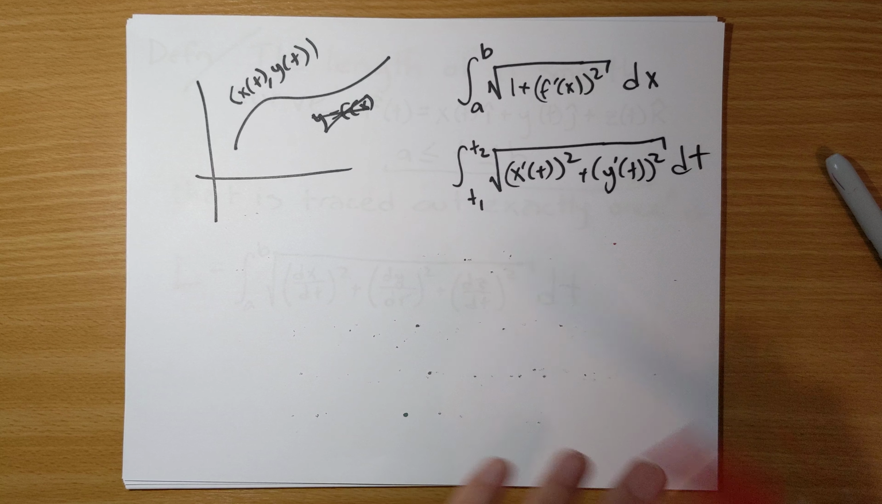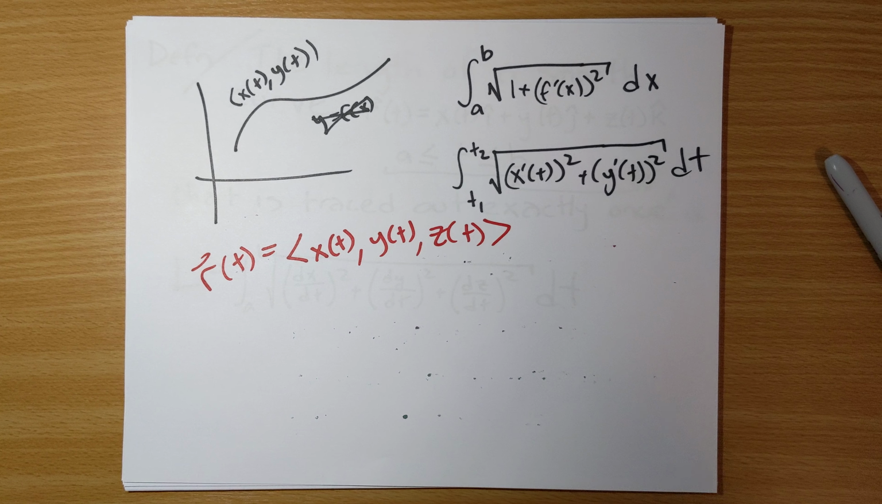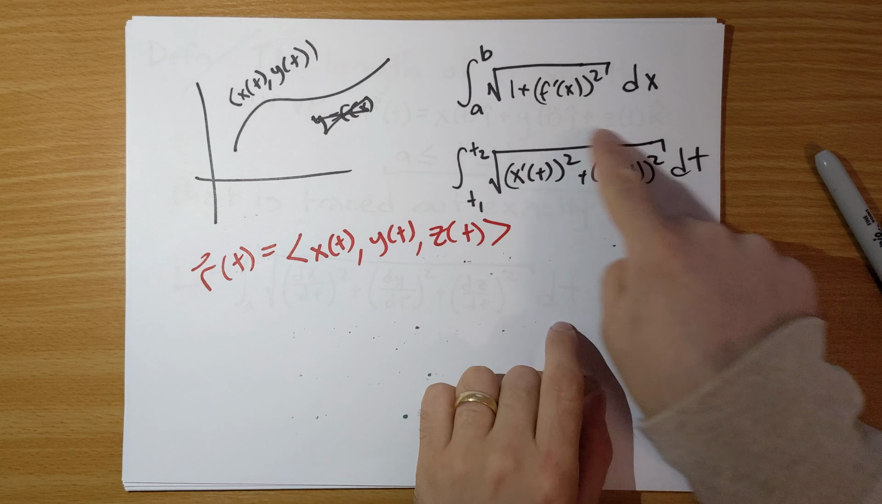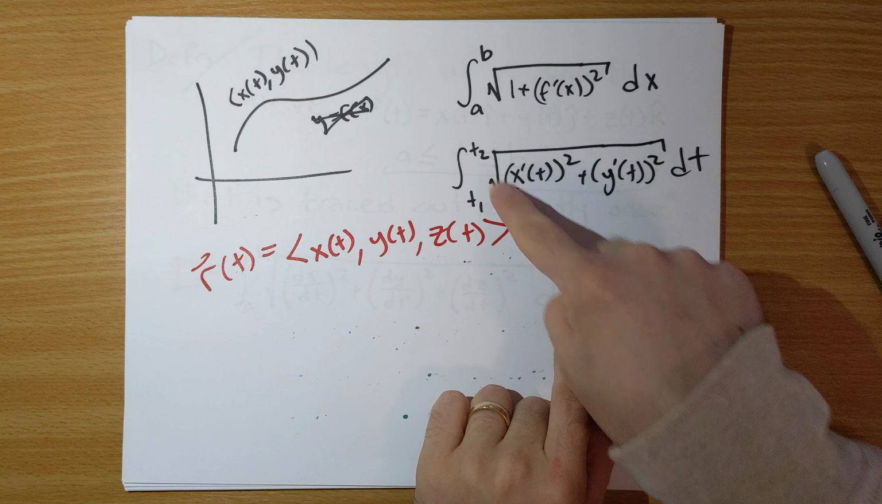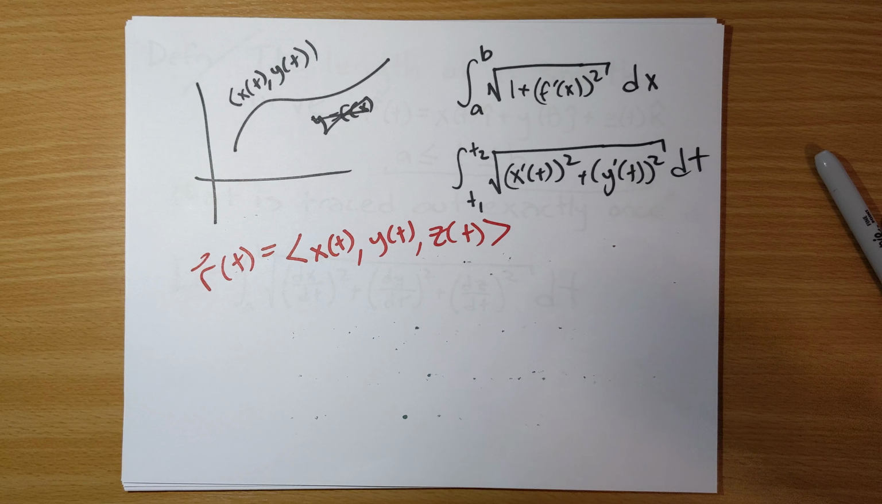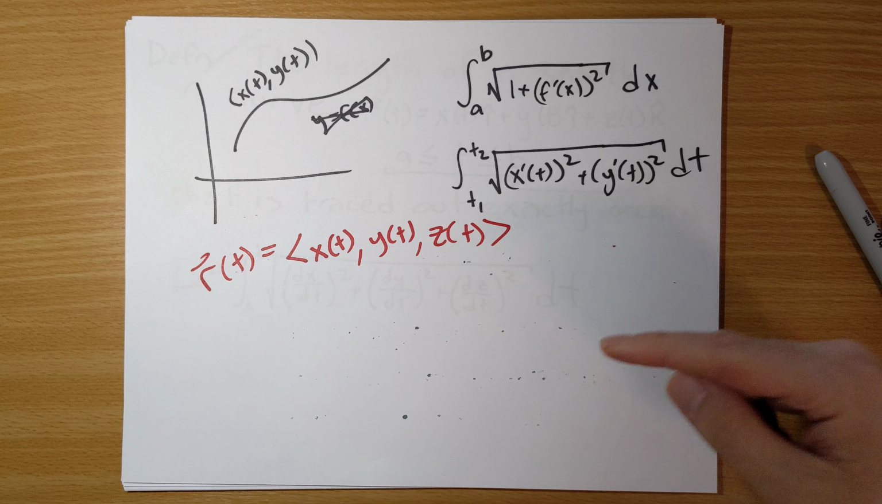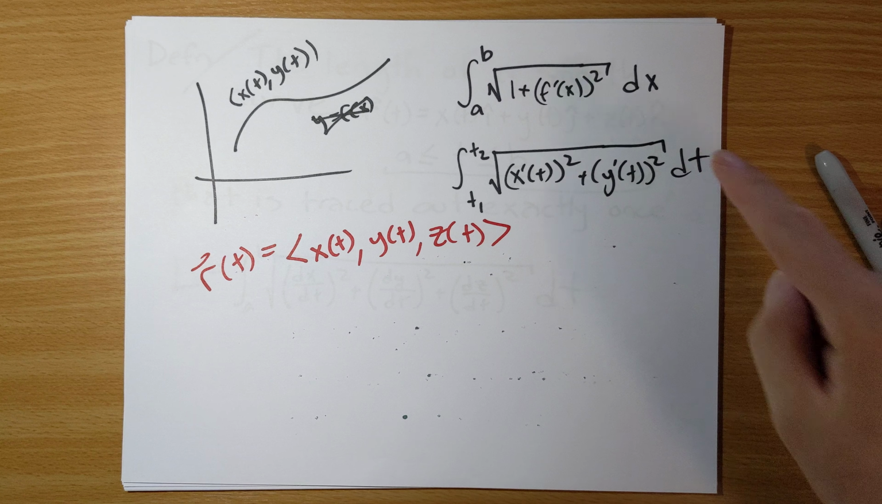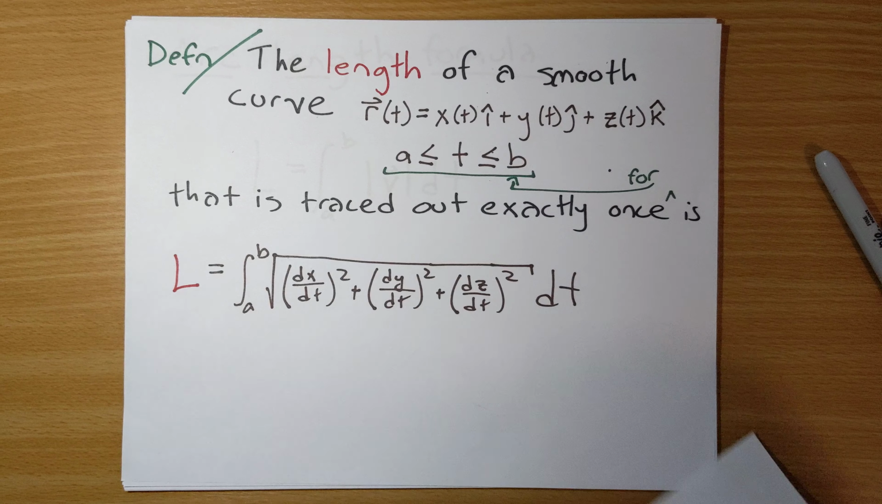But now we're thinking of r of t as a three-dimensional vector, x of t, y of t, and z of t. Well, guess what? The formula ends up generalizing in exactly the way you would hope. So instead of having x prime of t squared plus y prime of t squared under the square root, we get x prime of t squared plus y prime of t squared plus z prime of t squared under the square root. And so here's our formula.